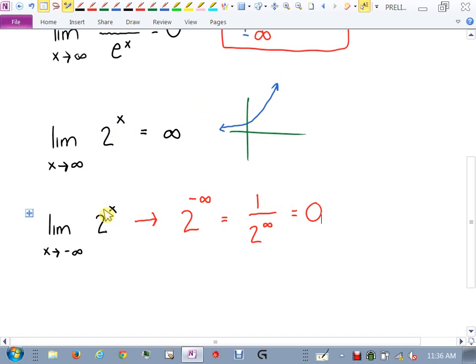Because this is the same graph, 2 to the x, 2 to the x. If I go to negative infinity, now I'm going to the left side. I'm going out here, I'm going to 0. But I don't think that is as useful to know the graph as it is to understand what's happening here. Because a lot of times we won't have the graph of what we're looking at. We just have to understand how things are behaving.